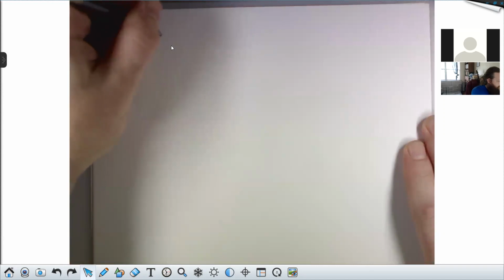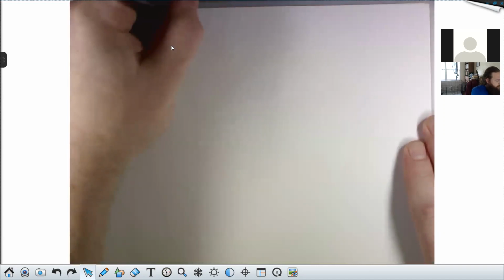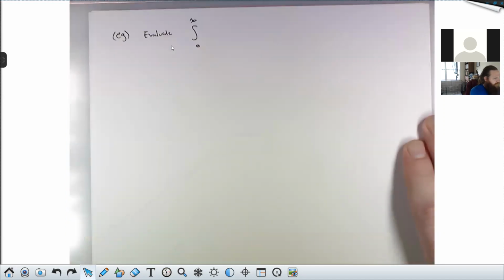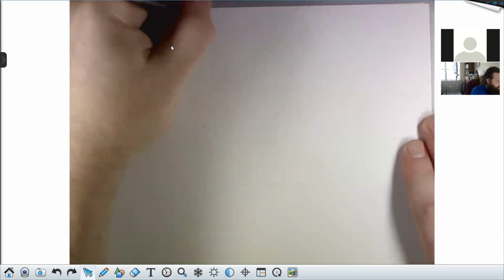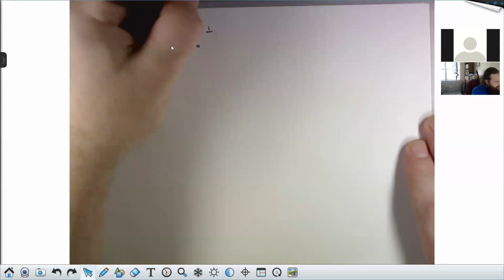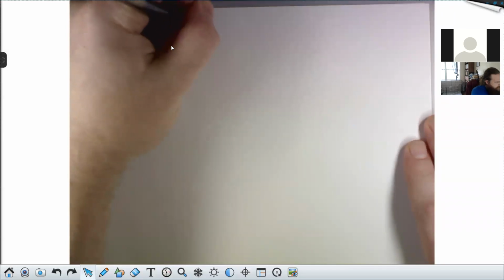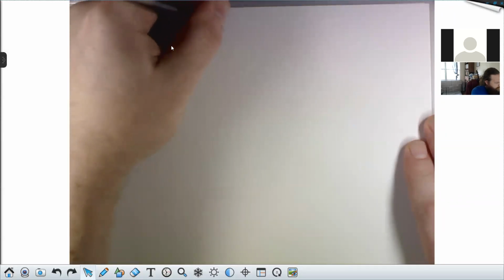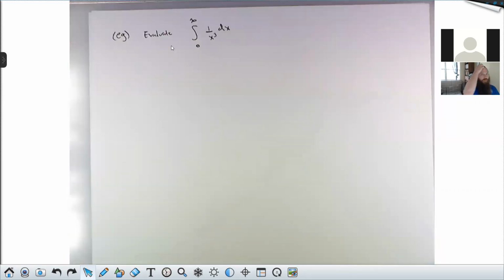Evaluate the integral from 0 to infinity of, how about 1 over 2x cubed dx. Okay, I need you guys to give me some input here. What sort of issues does this integral have? Why is this improper?